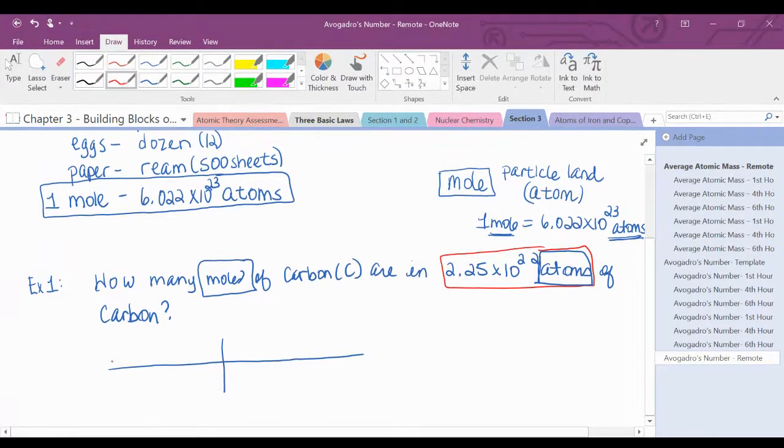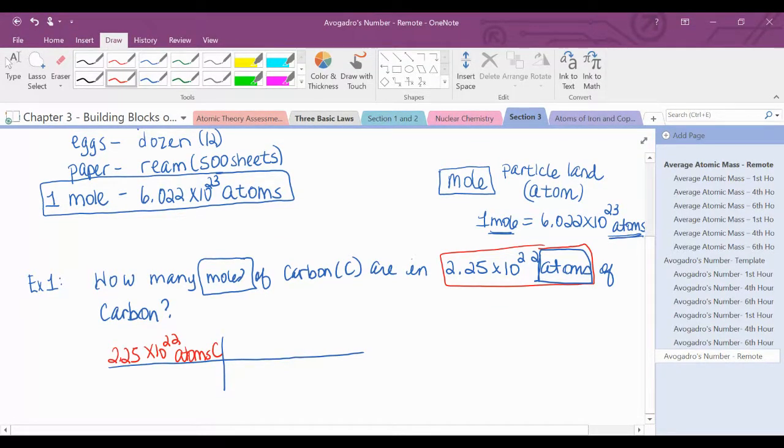So I'm going to put my 2.25 times 10 to the 22nd atoms of carbon here. Now notice in this section that not only am I labeling it with the unit, but also the substance. And this is really important because we're working towards using the mole when we get to chemical reactions. And in those problems, we're going to be converting between different substances themselves.